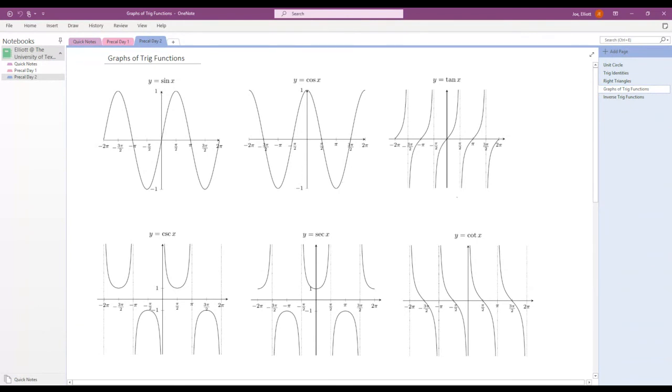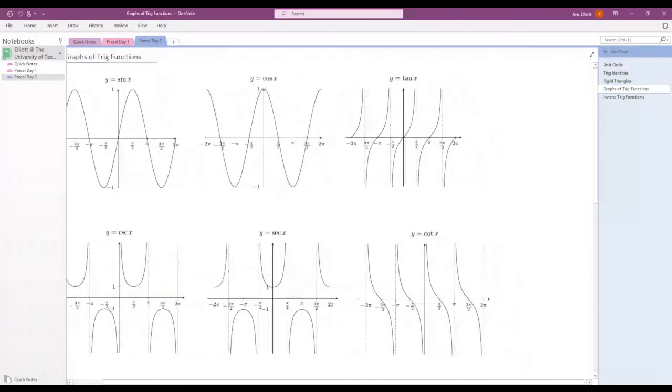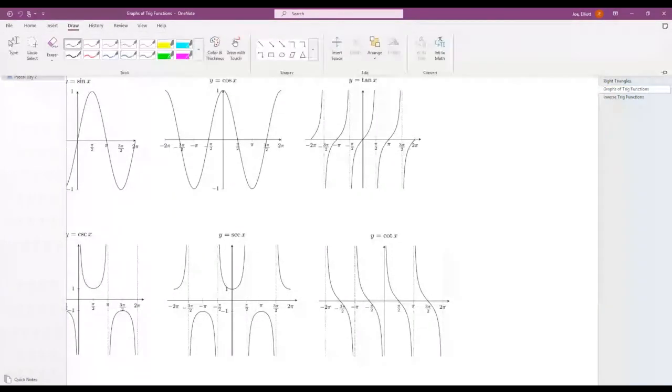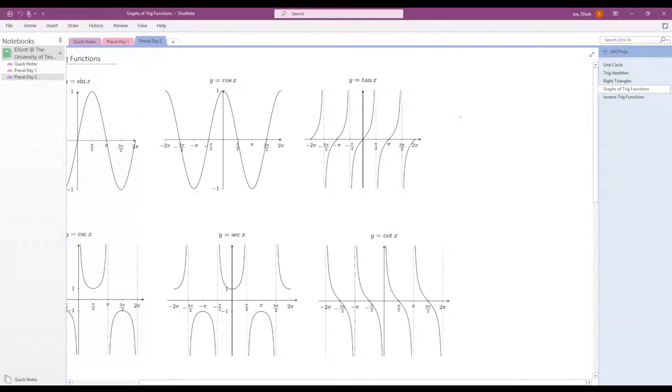Notice that the other trig functions have vertical asymptotes in all of their graphs. If you think about tangent, you might recall that tangent is sine over cosine. So for the graph of tangent, the vertical asymptotes are going to occur whenever the denominator is 0.